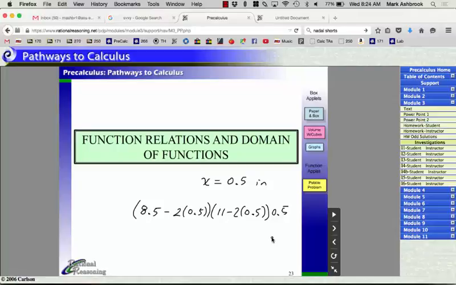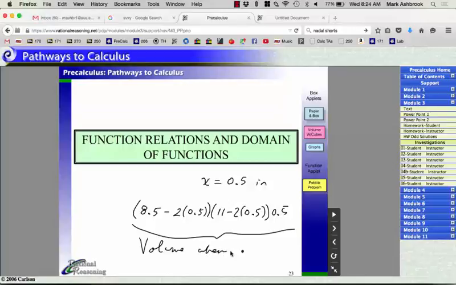So this is totally valid. Sometimes from our past math experiences, it's all about getting that final answer, like cranking it out. But this is an expression that's totally valid, and that expression represents the volume of the box when the side cutout is 0.5. Totally valid to do that.